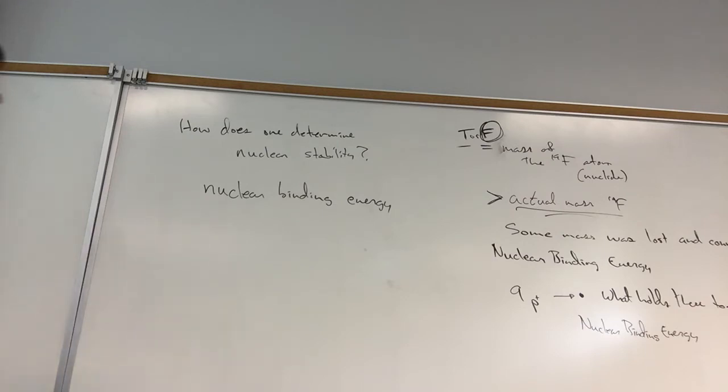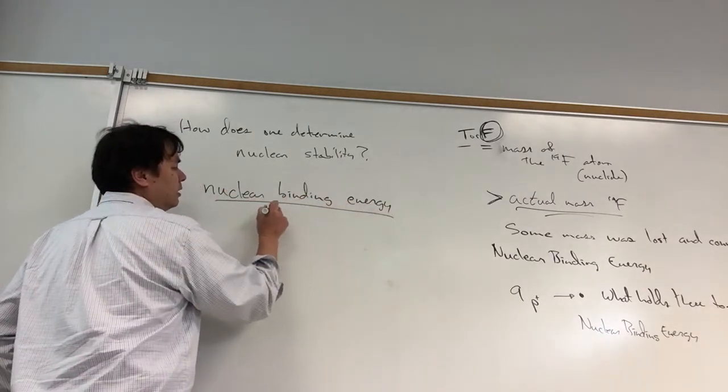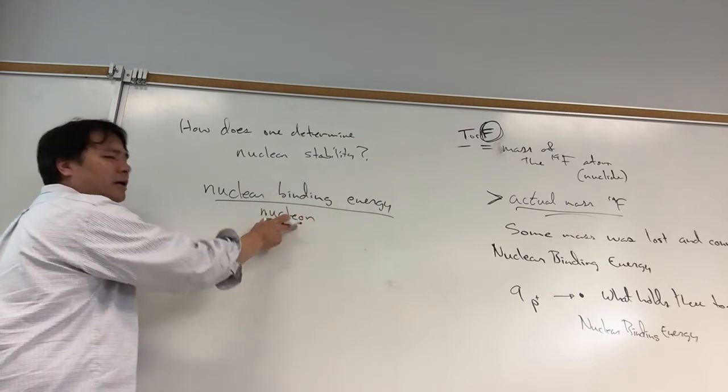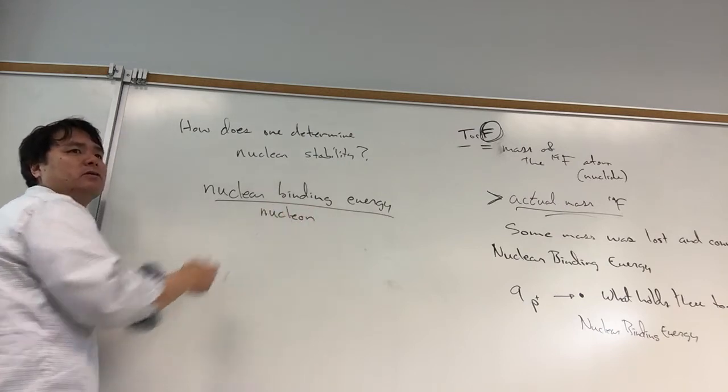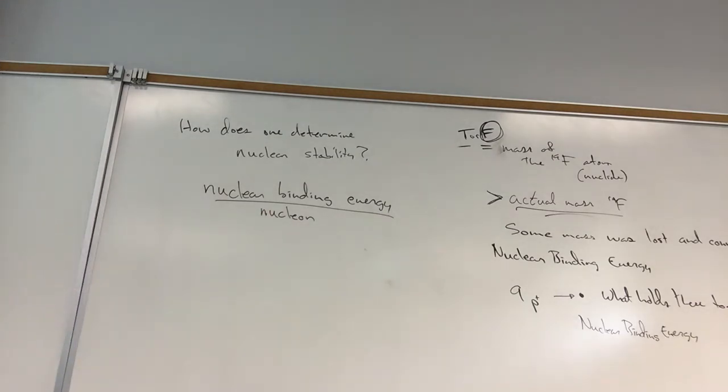And so we use the nuclear binding energy per what we call nucleon. What is a nucleon? A nucleon is either a proton or neutron. So we figure out how much binding energy there is for every proton or every neutron in that nucleus. The greater the nuclear binding energy per nucleon, the more stable the nucleus should be. Is that right? Yeah, that makes sense.